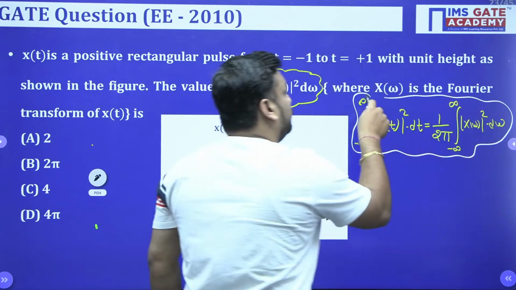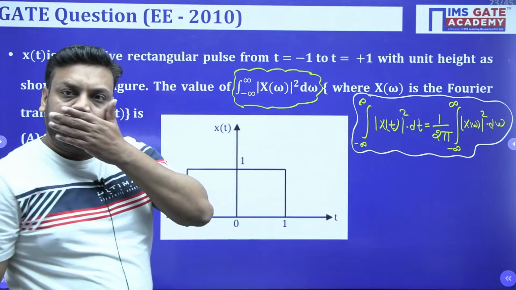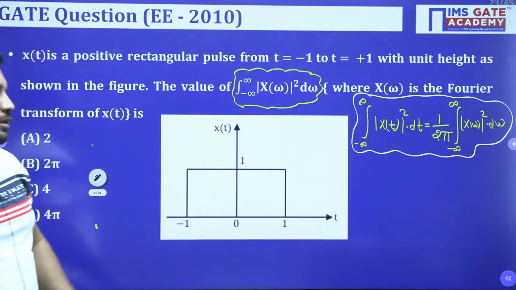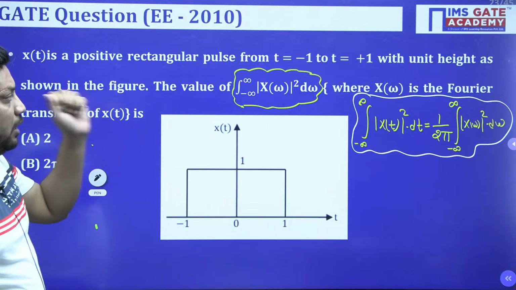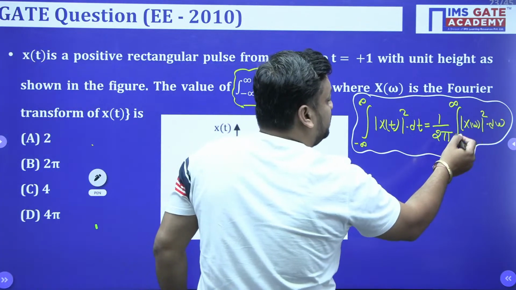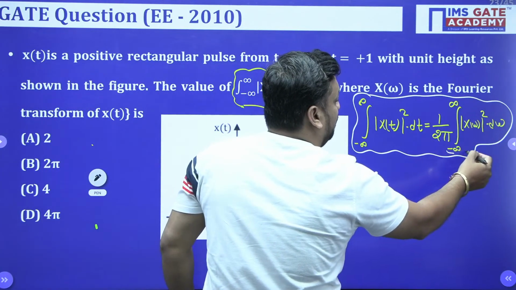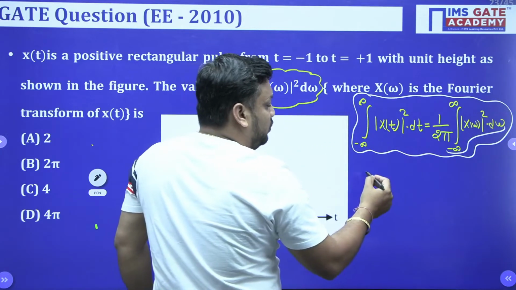I hope it is clear to you. This is nothing but my Parseval theorem, guys. Is it clear to you? Integral from minus infinity to infinity of |x(t)|² dt. Now the examiner is only asking for the right-hand side part, integral from minus infinity to infinity of |X(ω)|² dω. So just do cross multiply.